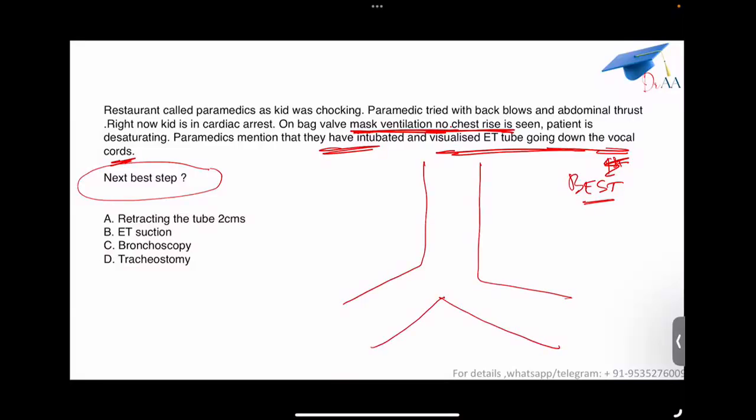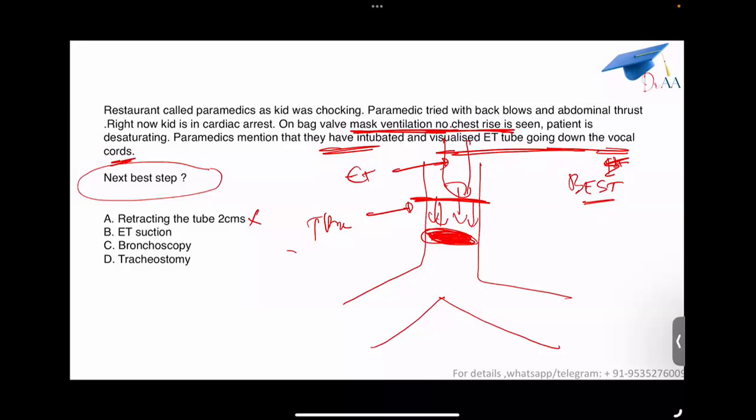Tracheostomy. Retract the tube 2 centimeters. So what has happened? They have visualized the ET tube going inside, so the ET tube has gone in. Retracting the tube 2 centimeters is a wrong answer. This is the trachea that I have drawn here, and this is the ET tube. The ET tube has only reached till here. The foreign body is somewhere far away here. That's the reason you're not able to ventilate this patient. The chest rise is not seen because air is not passing beyond this level.